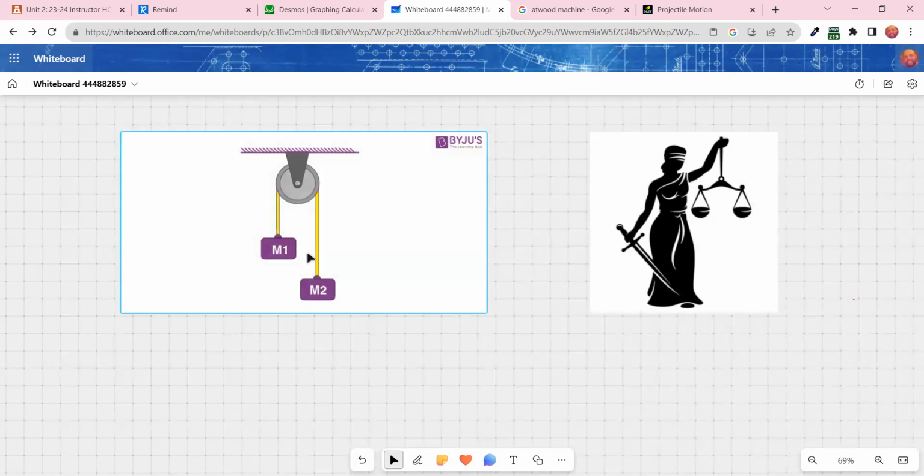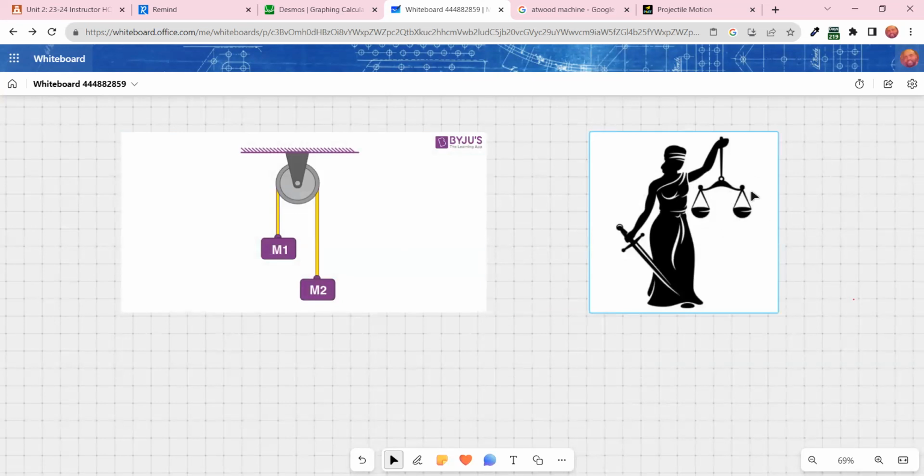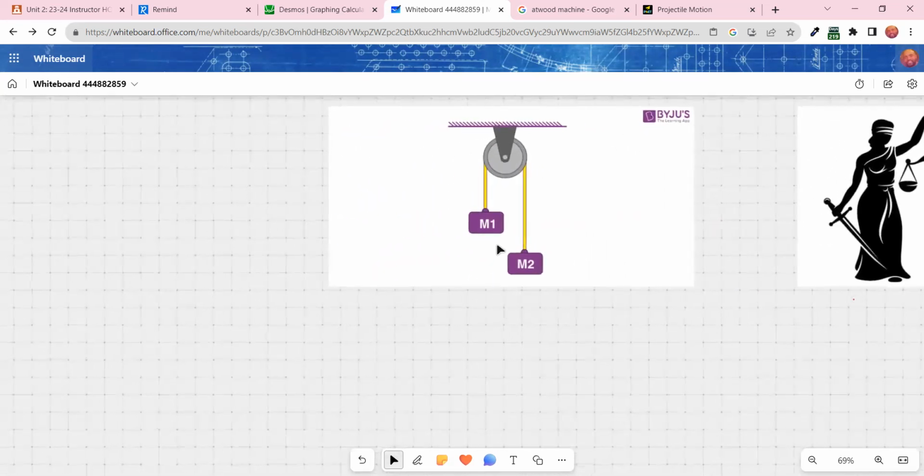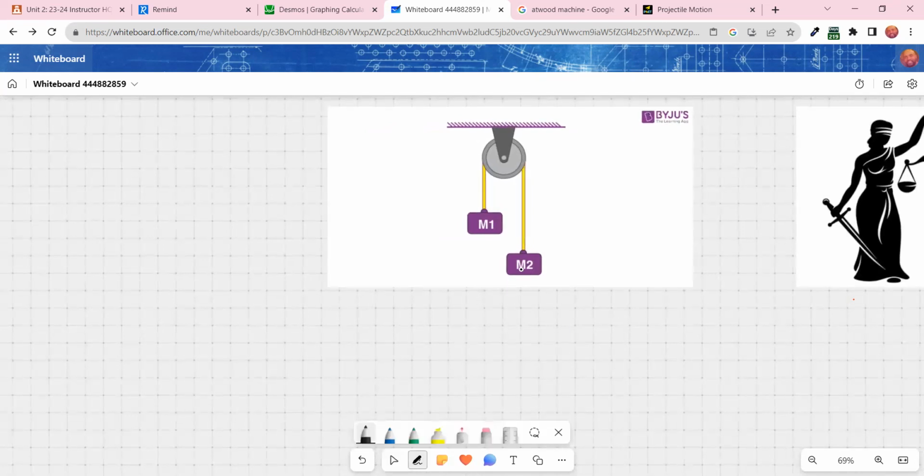Just like with the scales of justice, you weigh the evidence. If this guy is heavier, it goes this way. If this guy is heavier, it goes this way. Same thing over here. And if they weren't connected, let's say I snip the wire, if I cut that wire right there, they're both going to fall at what rate? Negative 9.8.